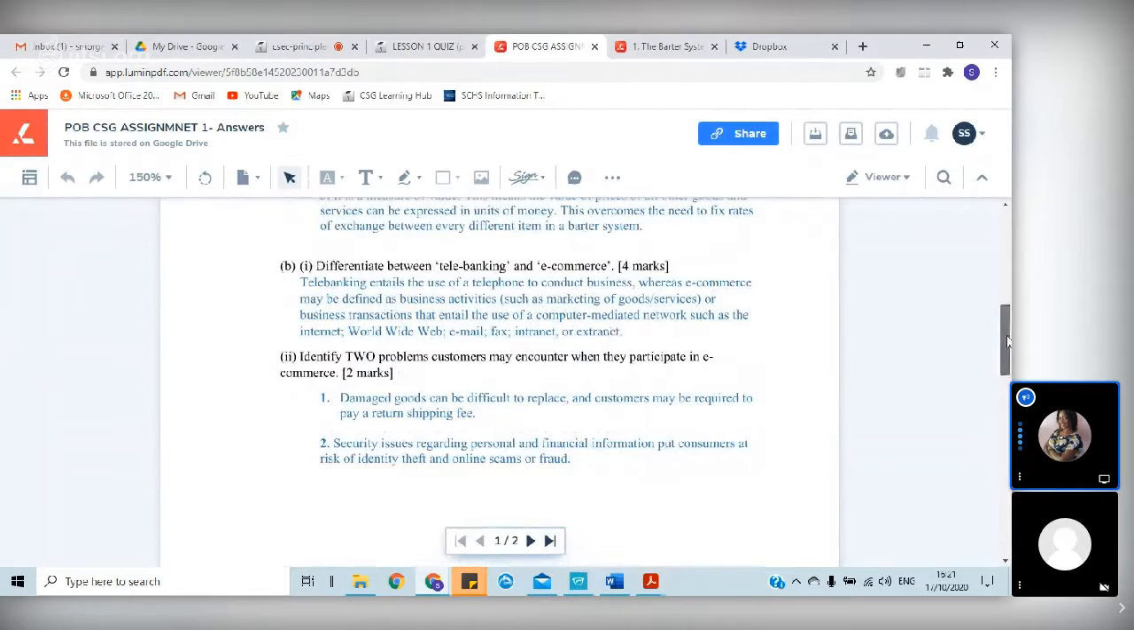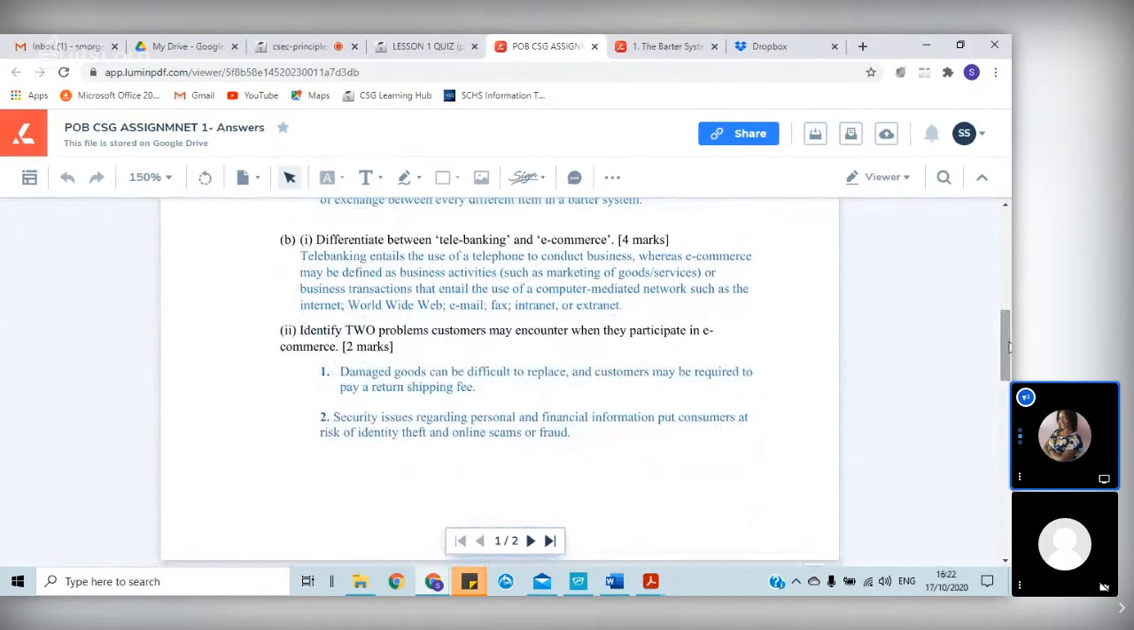So moving on now to B1. It says differentiate between telebanking and e-commerce. What was your response? Telebanking is making bank transactions using a computer network, while e-commerce is the buying and selling of information. Buying product, and selling of information? Buying and selling of products and services.